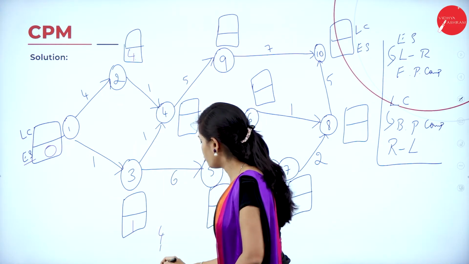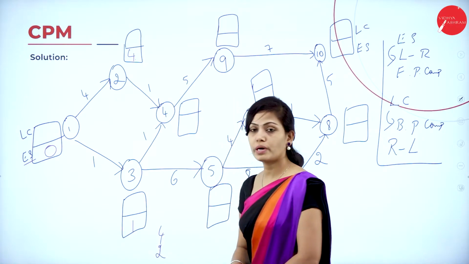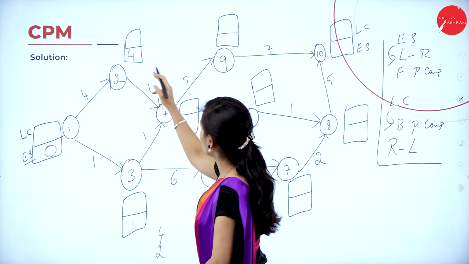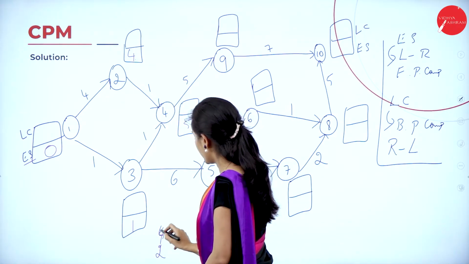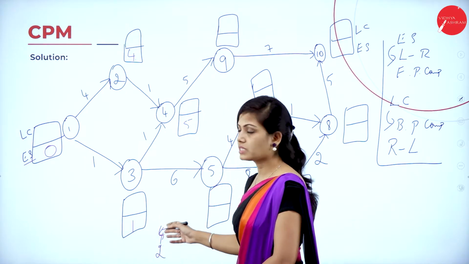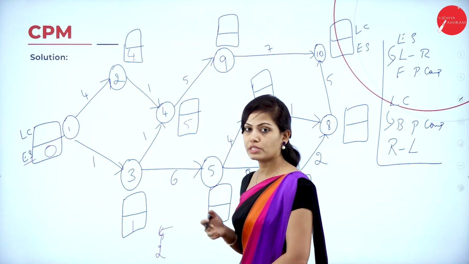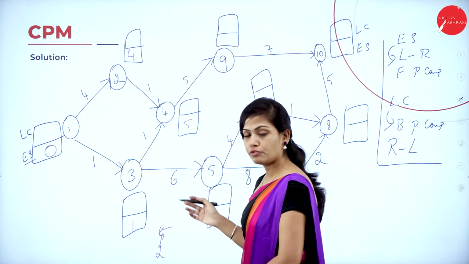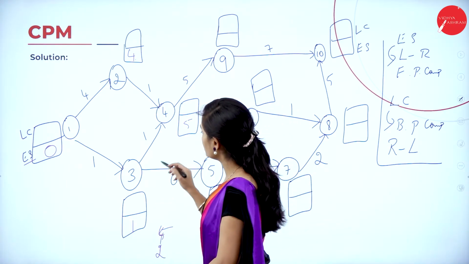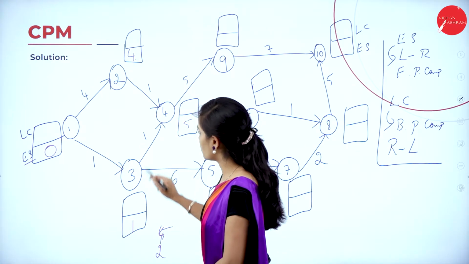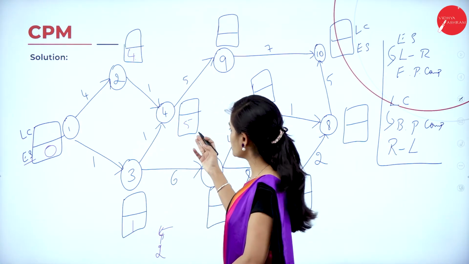So 4 and 2, among these two values, the maximum value is 4 plus 1, which is 5. This is 5 and 2, and 5 is the maximum value. So I'll take 4 plus 1 is 5, because we have to select the maximum value. All the formulas I have discussed in my previous session. And 3 to 4 is 1 plus 1, which is 2. So the maximum value is 5.